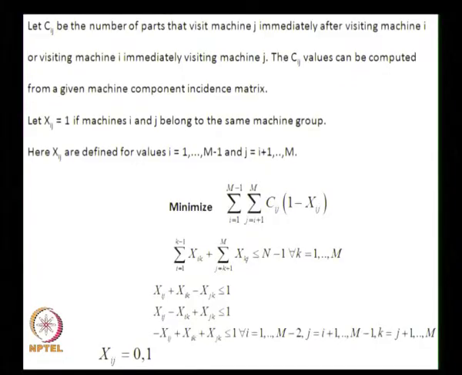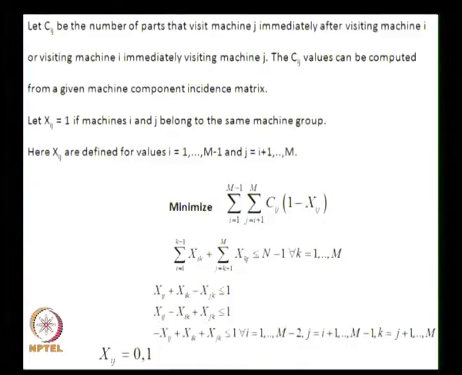So, one of the ways of creating more than one cell is by restricting the number of machines in a cell. Otherwise, it will lead us to a trivial solution where there will be only one group, all the machines will be in that group, all the parts will be in that group and the intercell move will be 0. Now, we do not want that to happen, therefore, we restrict the cell size.